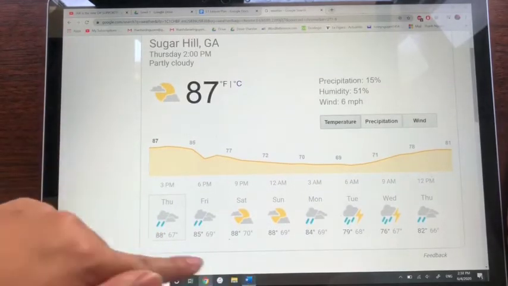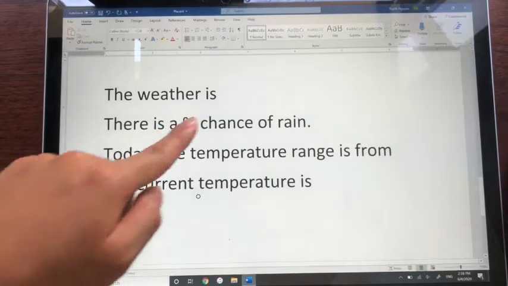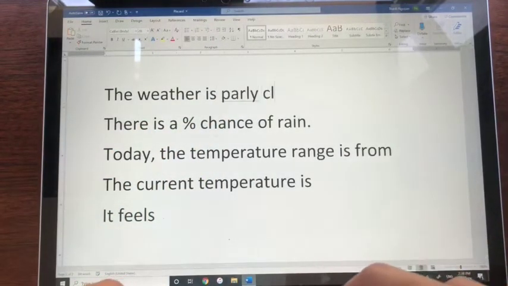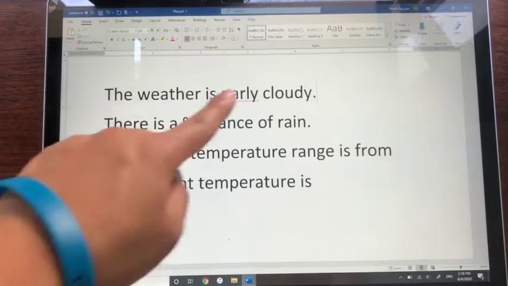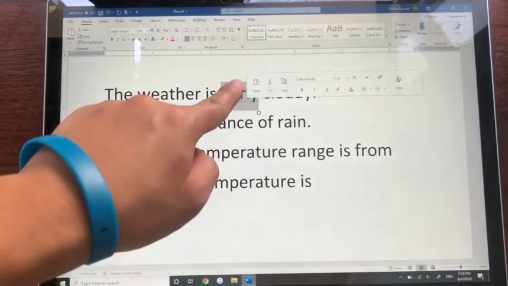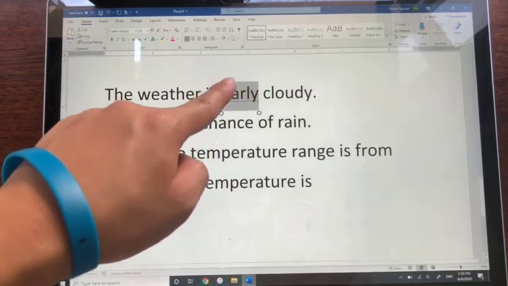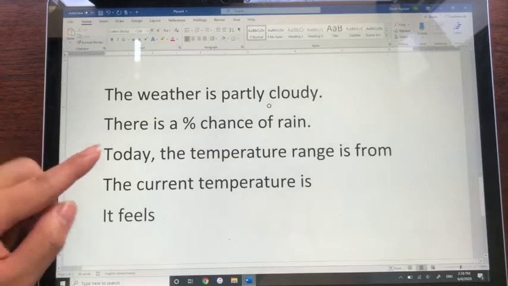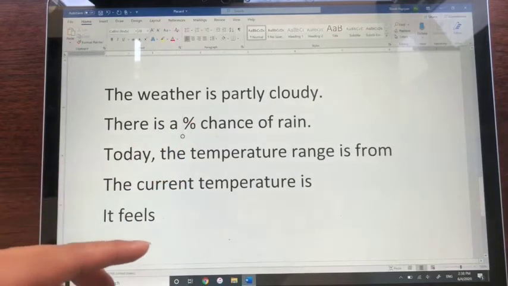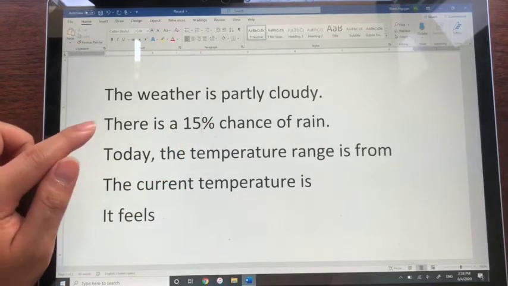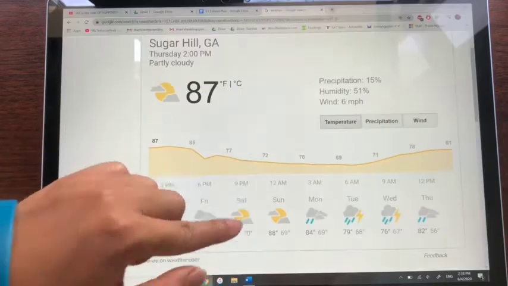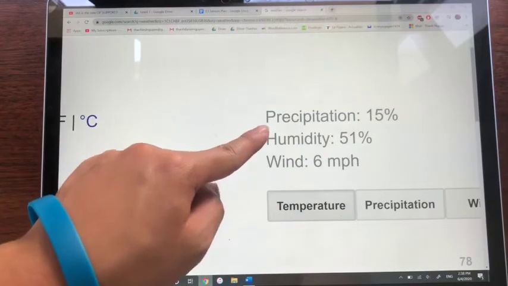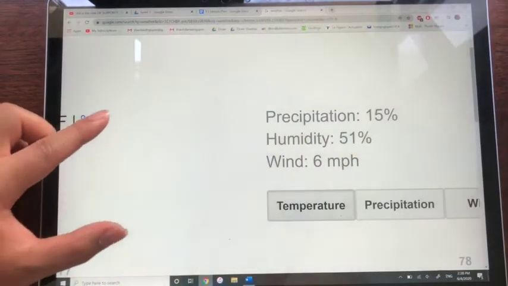Okay, so we have the weather is partly cloudy. Let me fix it. Partly. The weather is partly cloudy. There is a 15% chance of rain. We know because the precipitation is another way to say chance of rain. There is a 15% chance of rain.